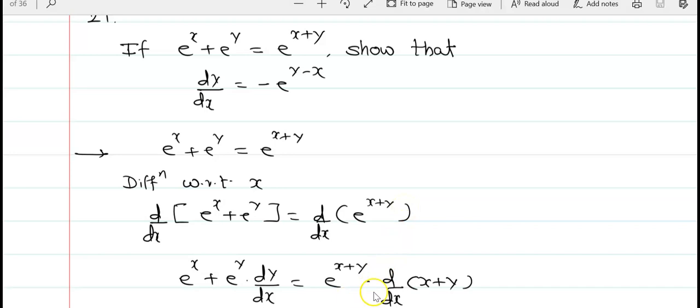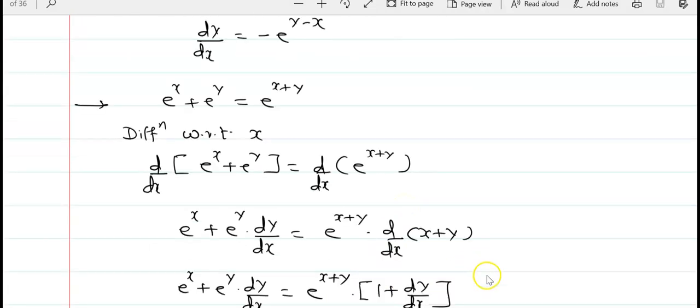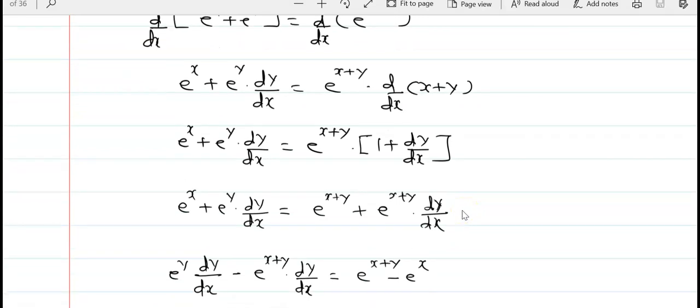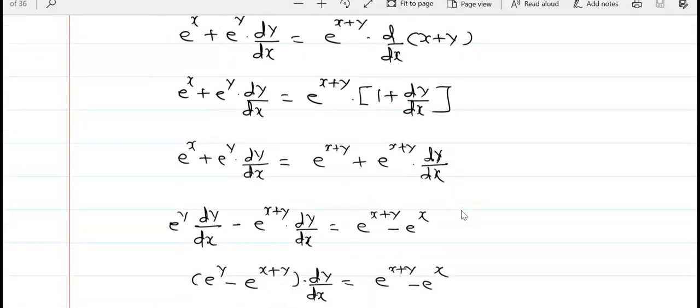e raised to x plus y into d/dx of (x plus y). Now the next is e raised to x plus e raised to y into dy/dx is equal to e raised to x plus y into the derivative of (x plus y). The derivative of x is 1 and of y is dy/dx. Multiply the terms and simplify.